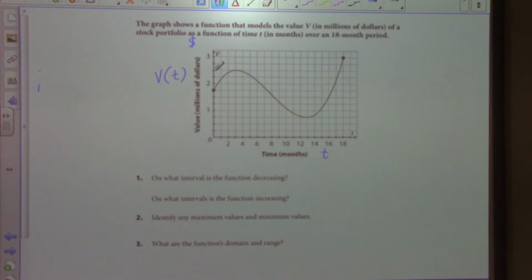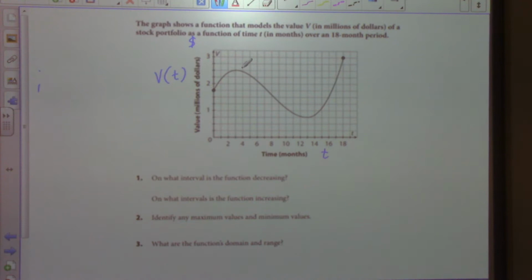Independent, dependent. And remember the song I just sang to you? Did it talk about money is usually dependent? Do you remember that? And time independent? Isn't that exactly what you see here? Money is dependent and time is independent. That's the way it usually works. It's just because it's a real life application.